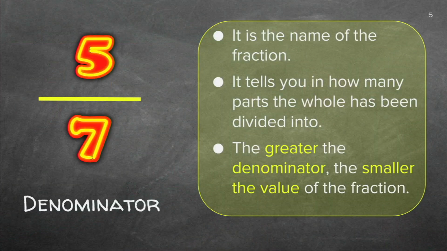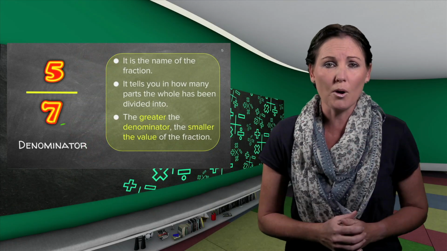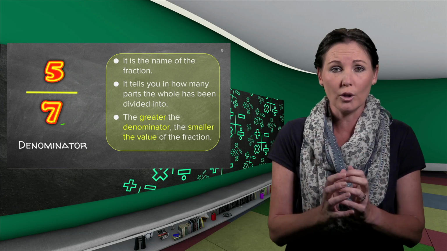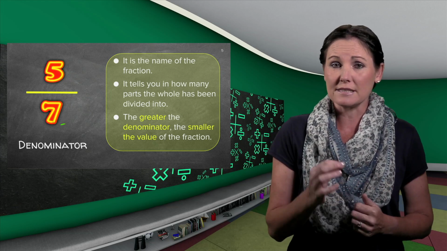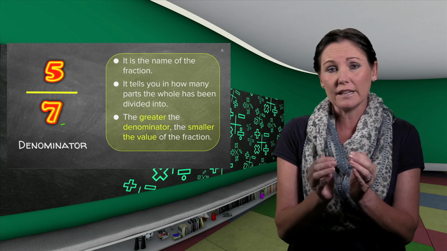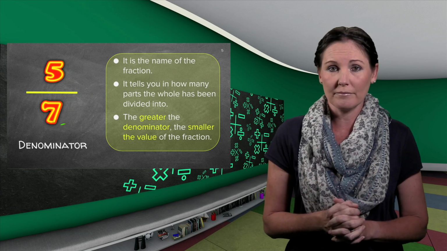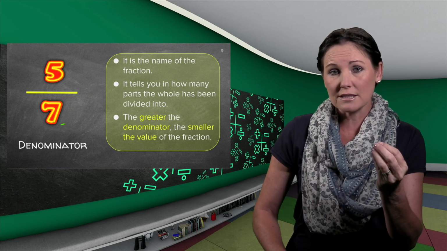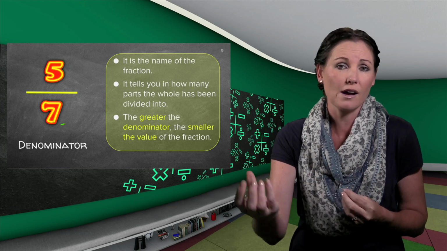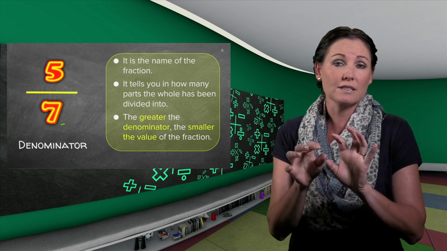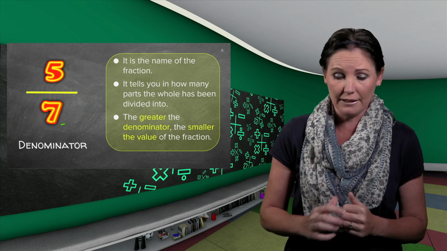Now at the bottom, we call the number the denominator. Now the denominator tells you if I had a whole, how many parts did I divide the whole into? So I had an apple. The denominator is telling you that I divided it into 7 parts. Then the numerator tells you that I ate 5 of the 7 parts, or I gave 5 of the 7 parts away, or there's still 5 of the 7 parts left.